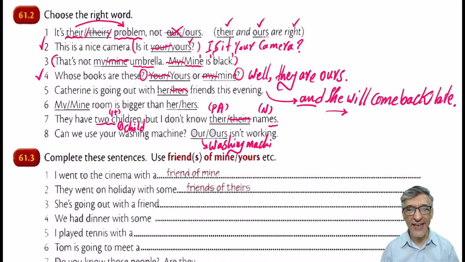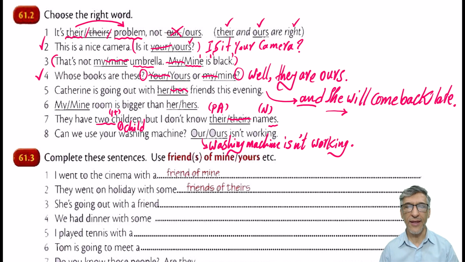You can say our washing machine is not or isn't working. It's present continuous. It's for a short time. You can also say ours is not working. Both of them are correct. But preferably, we prefer to say this one. It is a lot better, easier, faster. Do you see it? Very easy.